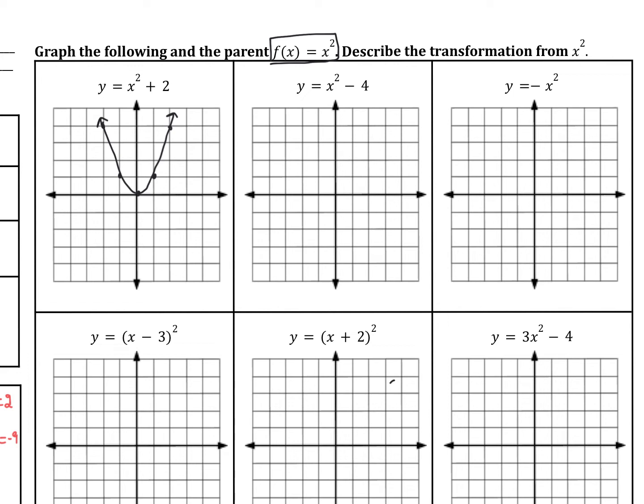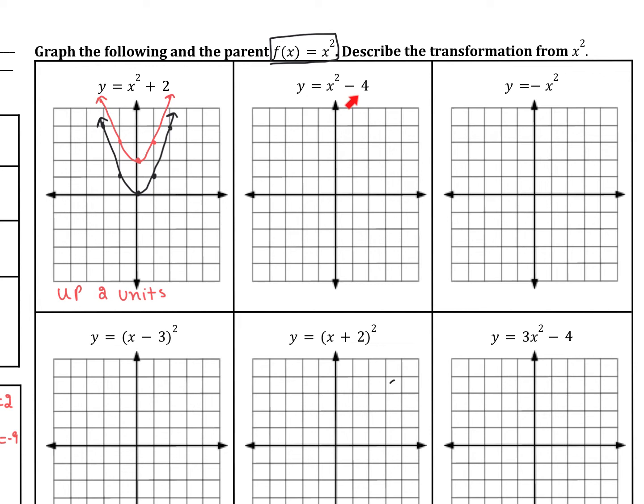Plus 2 at the end of the function means that you're going to move the graph up 2 units. It means that this graph is wholly shifted up 2 units, and after that you just follow the pattern 1 1, 2 4, 1 1, and 2 4 to get the graph of this translated graph.